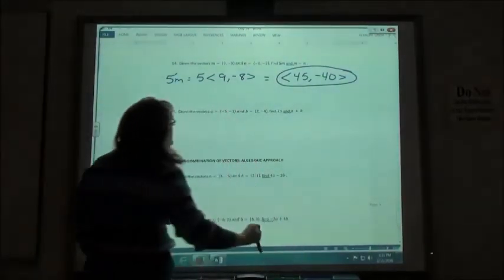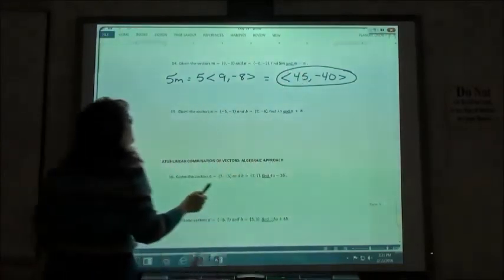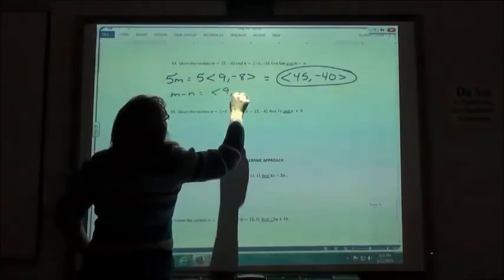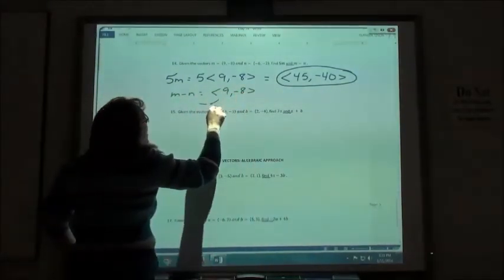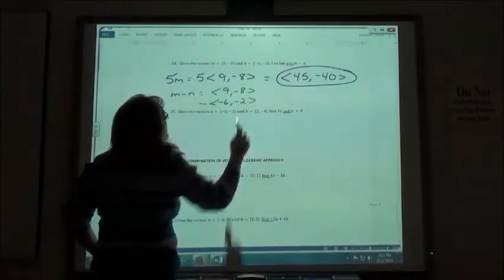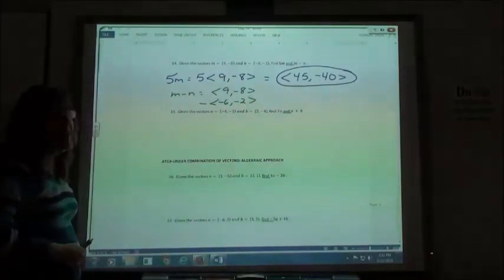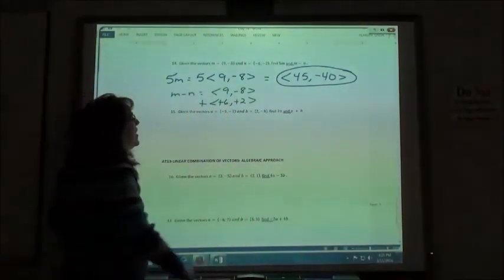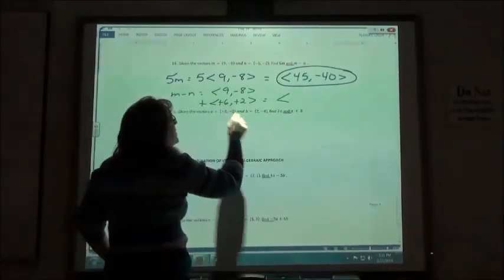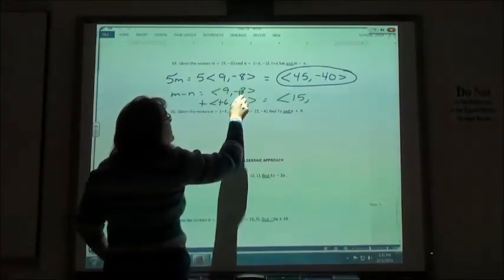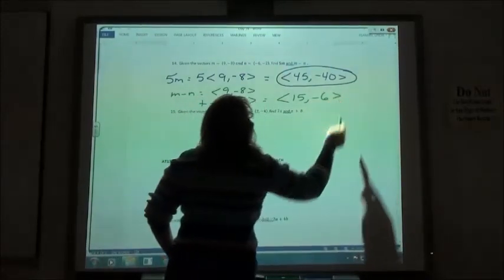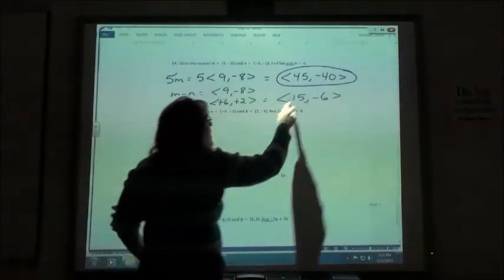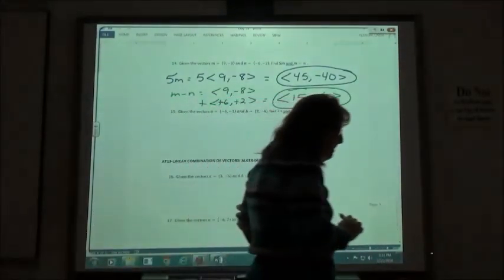The second part of that wants us to find m minus n. So I'm going to take my m, which is 9, -8. I have to subtract the -6, -2. Now we know when we subtract, we end up adding the opposite. So I'm going to make that a positive and that a positive. And then just combining my terms, 9 plus 6 would give me 15. -8 plus 2 is -6. So when I subtract, I add the opposite, so I changed both those signs, and then I just combined my like terms.